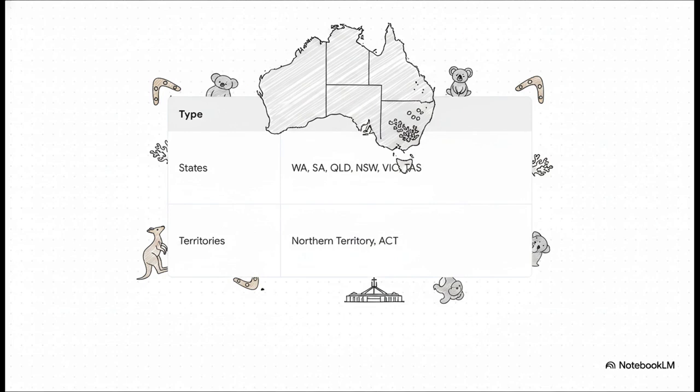Australia is made up of 6 distinct states. You've got Western Australia, South Australia, Queensland, which is home to the famous Great Barrier Reef, by the way, New South Wales, Victoria, and the island state of Tasmania. It also has 2 major mainland territories, the Northern Territory and the Australian Capital Territory, which houses the nation's capital, Canberra.